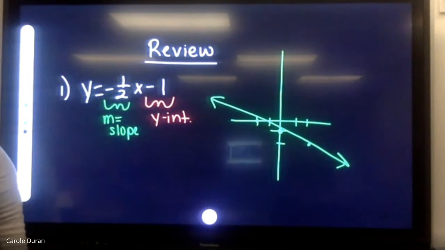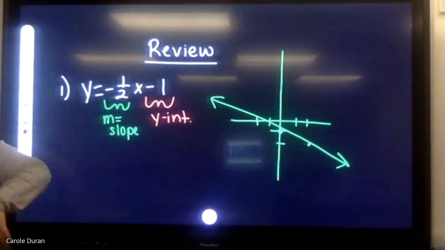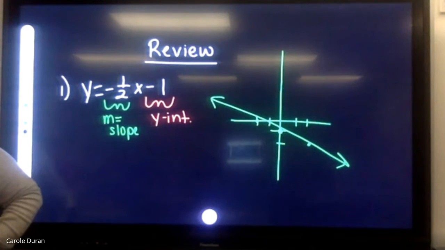A. So option A is the correct one for number 1. Just circle that. Circle it, box it in, square it, star it, whatever you need to do.